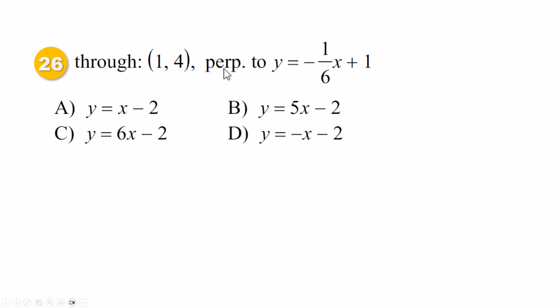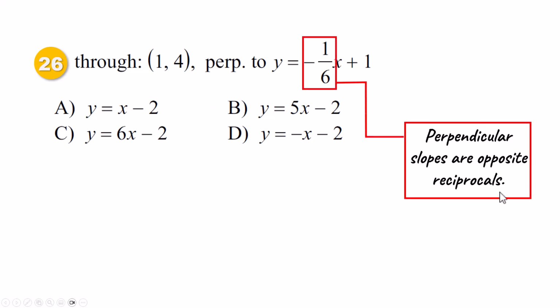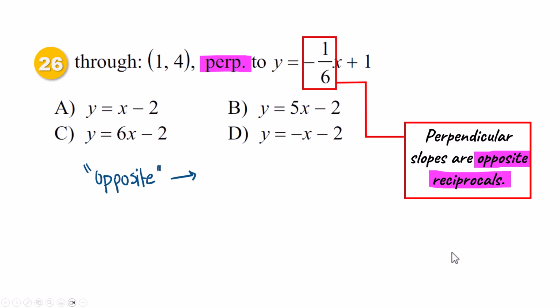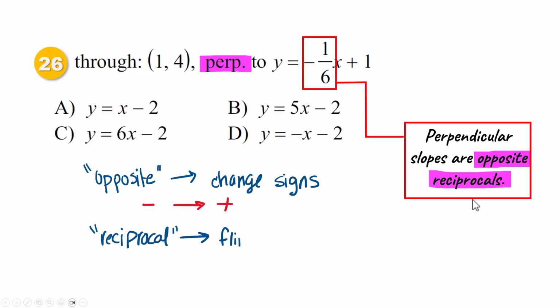All right, perp means perpendicular. Perpendicular slopes have opposite reciprocals. They're not equal, but there is something that's going on. If you don't know what these mean, that's the thing, right? Opposite means you're going to change the sign. In this case, the negative 1/6 is going to change to a positive, and reciprocal means you're going to flip it over. So 1/6 is going to flip over to 6/1, which is a 6, which is why the computer checked C as an answer before I even finished talking.